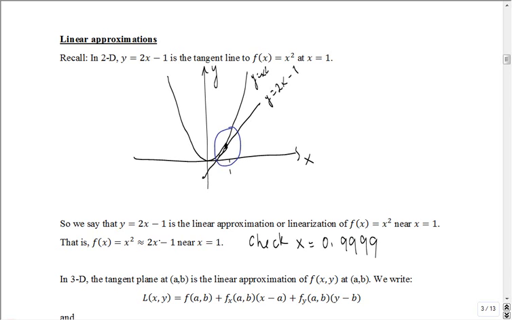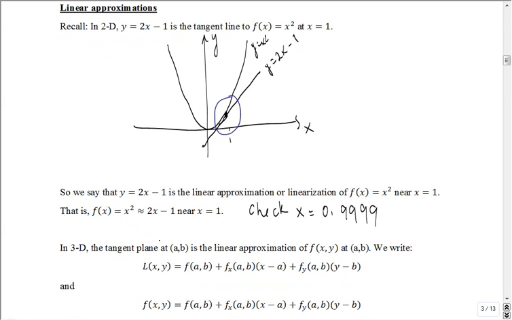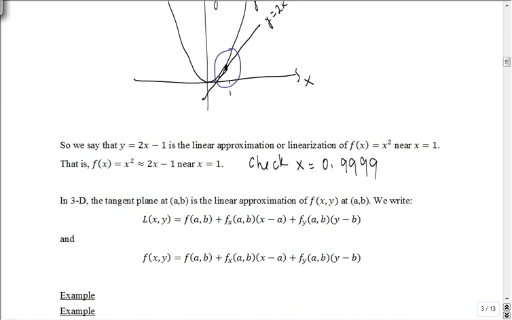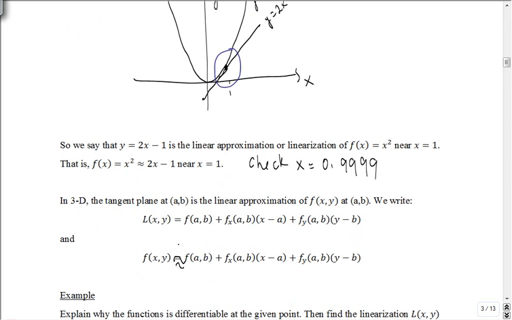Okay, so that's the notation we're going to use. So the linear approximation, let's call it L of x y, is equal to this formula. Now, if you remember the equation for the tangent plane I gave you a while ago, this is equal to z, right? So we replace z with L of x y, which is called the linearization. It's equal to this formula, right? And so we say that f of x y is approximately equal to this.